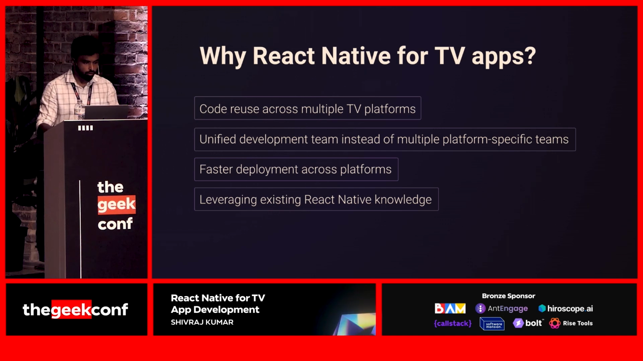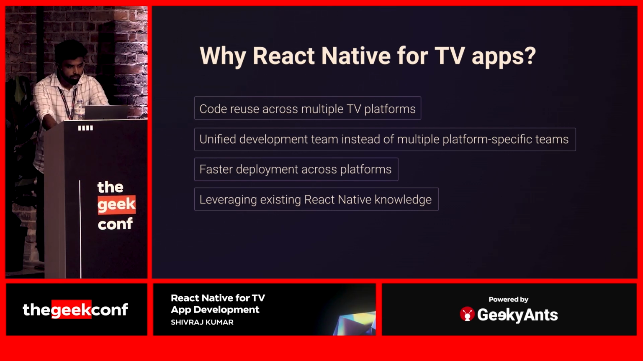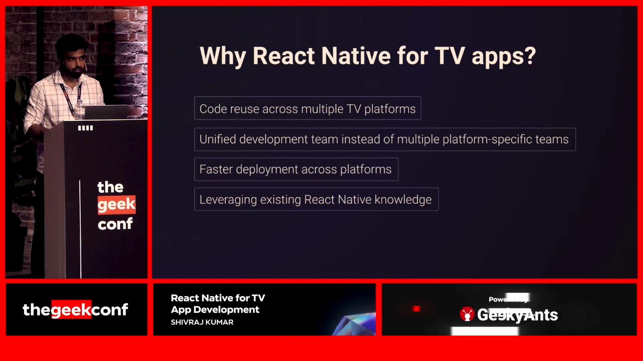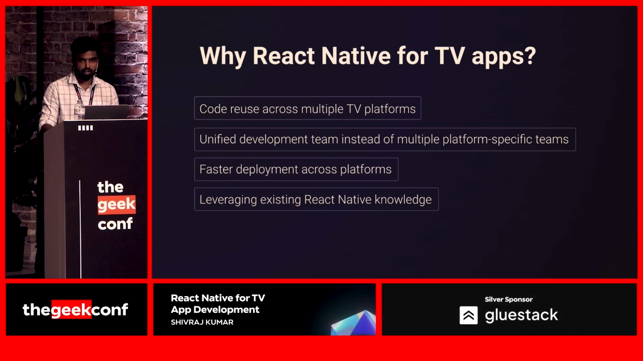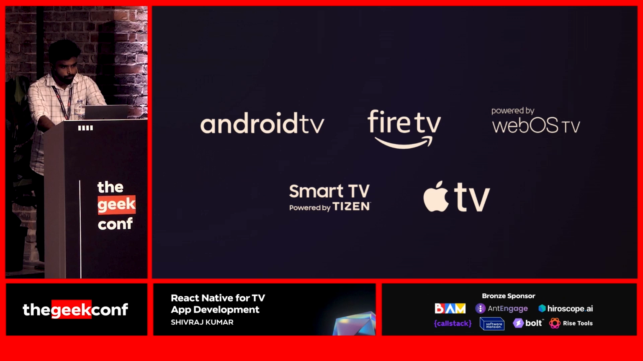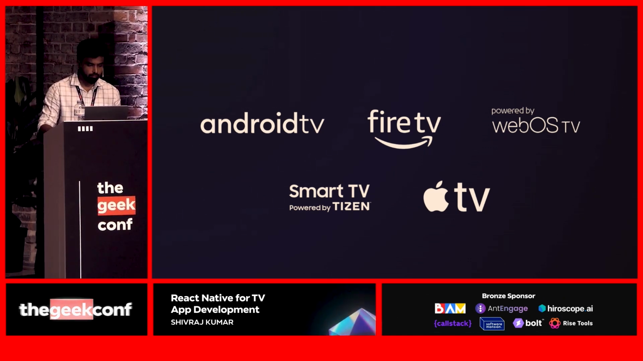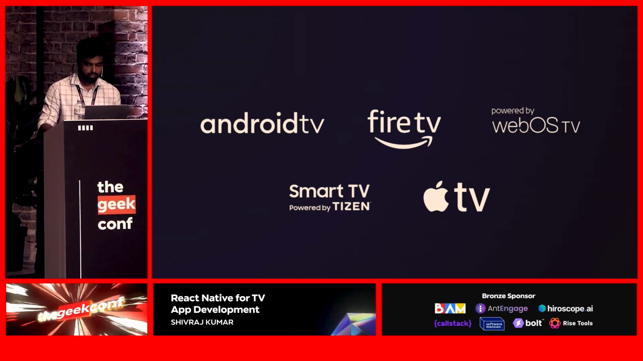Given that, same as what we can do with React Native for mobile, we can use the code for different platforms with React Native tvOS. We can unify the development team using the same code base. That would create a faster development cycle and faster deployment. And with the React Native experience that developers have for mobile, we can leverage the same experience for TV development as well. If you look here, these are the platforms we can target with React Native tvOS: Android TV, Apple TV, WebOS for LG, Tizen for Samsung.